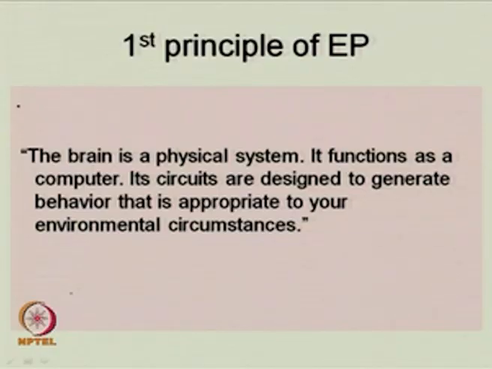Then a quick recap of the 5 principles of evolutionary psychology as were given to us by Leda Cosmides and John Tooby in their primer on evolutionary psychology. The first went like this: the brain is a physical system. It functions as a computer. Its circuits are designed to generate behavior that is appropriate to your environmental circumstances.